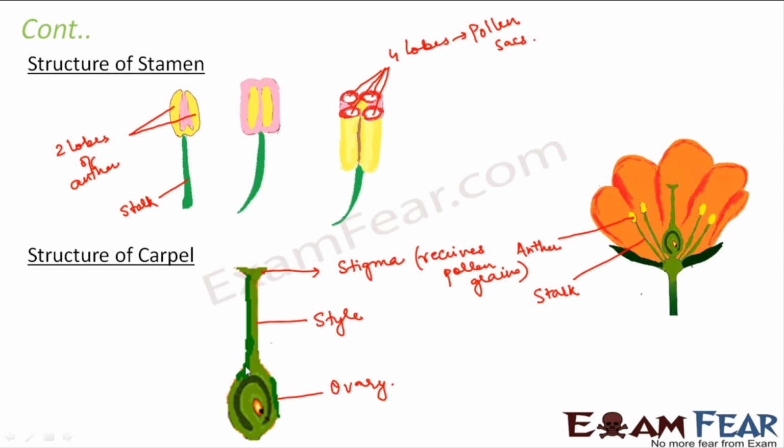Since the style is there, it will connect the stigma with the ovary. The ovary is the basal swollen part. Now inside the ovary, you have another small round structure, and that is known as the ovule. Inside the ovary, there are many ovules, and inside each ovule, there is one female gamete which is known as the ovum.